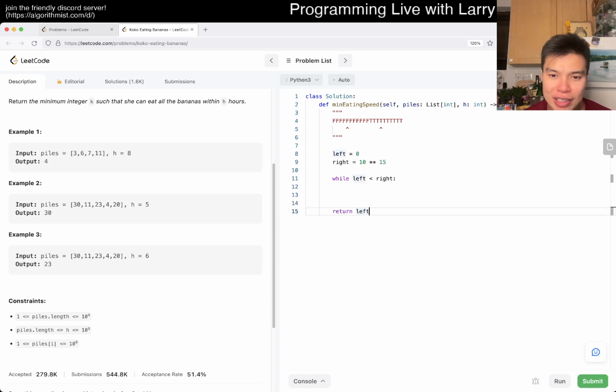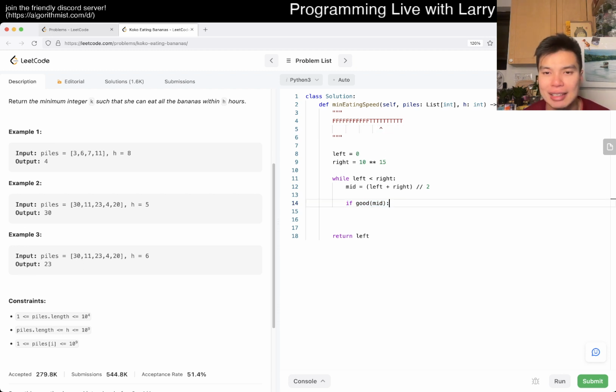And of course, here, it also makes it easy because you don't have to worry about left or right. They're the same number. And then mid is equal to left plus right over 2, the middle. And then if good of mid, then basically what this is saying is that, okay, let's say we found a true value. What does that mean?